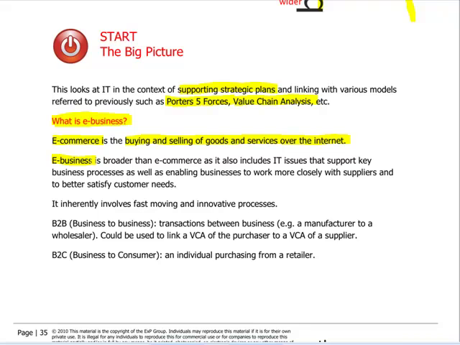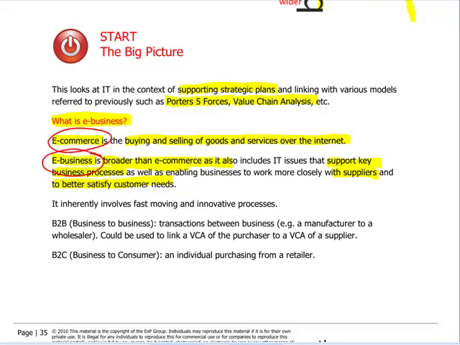It also enables businesses to work closer with their customers and with their suppliers. So looking at the notes here, e-business is broader than e-commerce because it also uses IT to support key business processes, as well as enabling businesses to work more closely with suppliers and satisfy customer needs. So, just to recap so far, e-commerce is very much the basic buying and selling, and e-business involves more of the business as opposed to just the buying and selling.